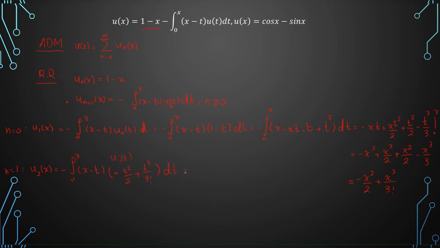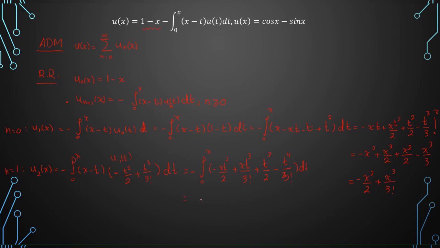Okay, this will give us minus the integration from 0 to x of minus xt squared over 2 plus xt raised to 3 over 3 factorial plus t raised to 3 over 2 minus t raised to 4 over 3 factorial dt.